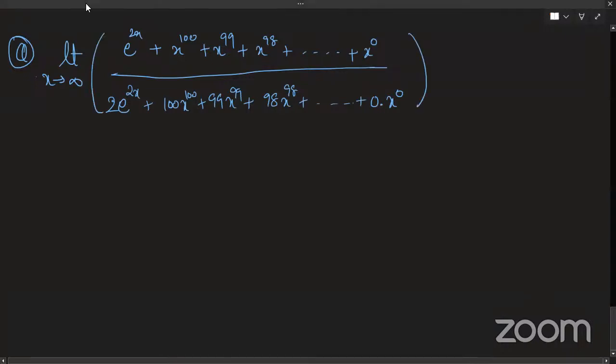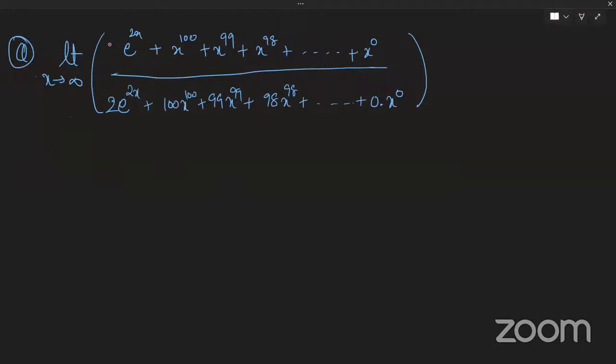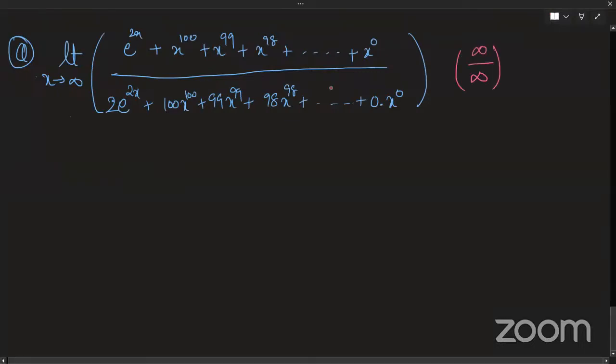Fine. First of all, which form is this? Infinity by infinity. Correct, it is infinity by infinity. Absolutely correct. So see, what is happening over here is your e raised to x. For the time being, I'll just remove this 2 from here.